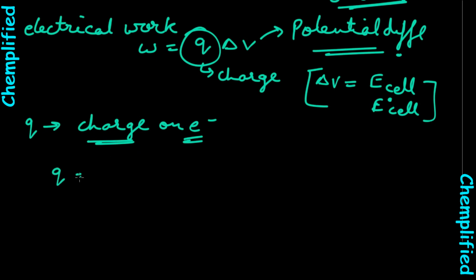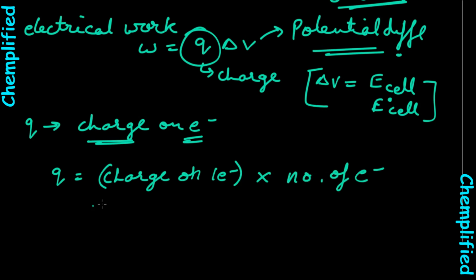So we can write Q is equal to charge on one electron multiplied by number of electrons, right? Now charge on one electron is 1.67 multiplied by 10 to the power minus 19 coulomb. Number of electrons depends upon the atom which we are using. For example, let us suppose we are using zinc.